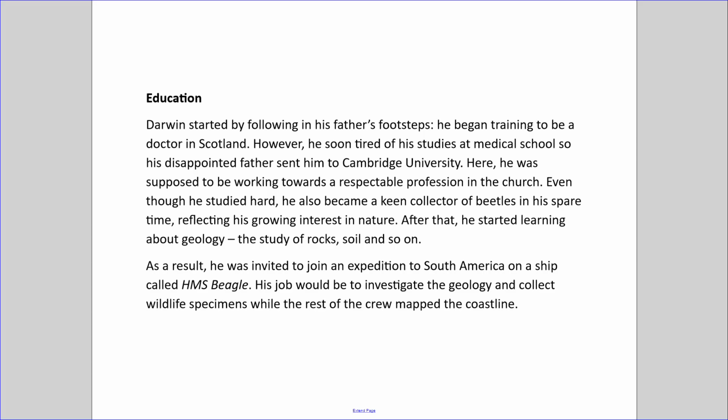So it wasn't like he was tired, like sleepy tired, but he was bored with it. He didn't want to do it anymore. He wasn't working hard enough. He just didn't want to be a doctor. So his dad was not that impressed. He was disappointed. He wasn't very happy. So he sent him to Cambridge University instead.